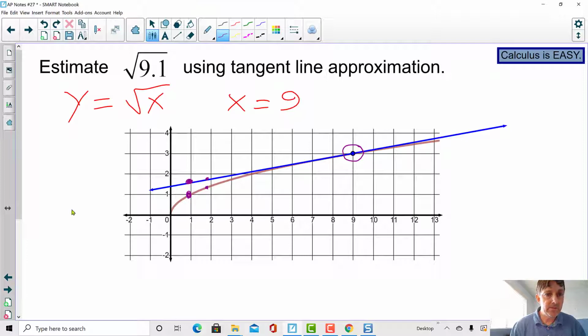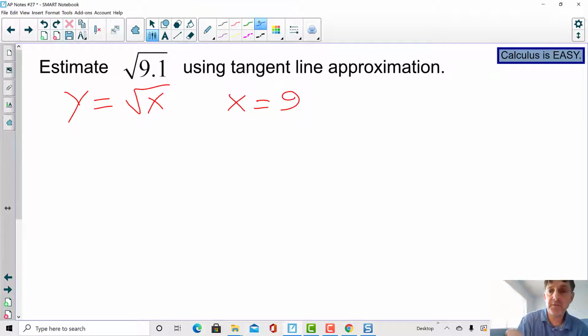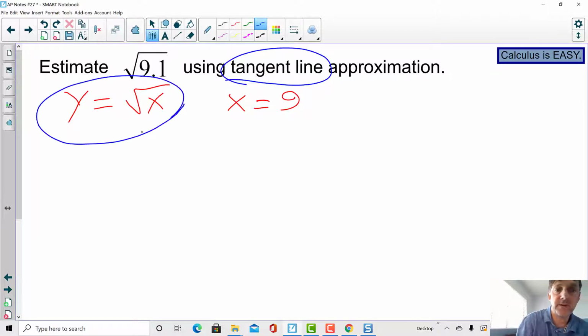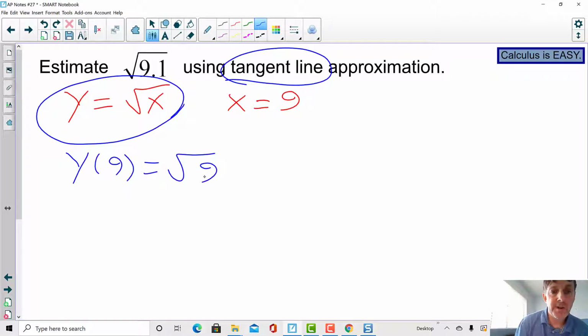Okay, let's get rid of this graph and let's do this problem. So what we're going to do first is come up with the equation of the tangent line. If we choose the function the square root of x, we can get our point, because when x is 9, we get that y of 9 is the square root of 9, and that's just 3.